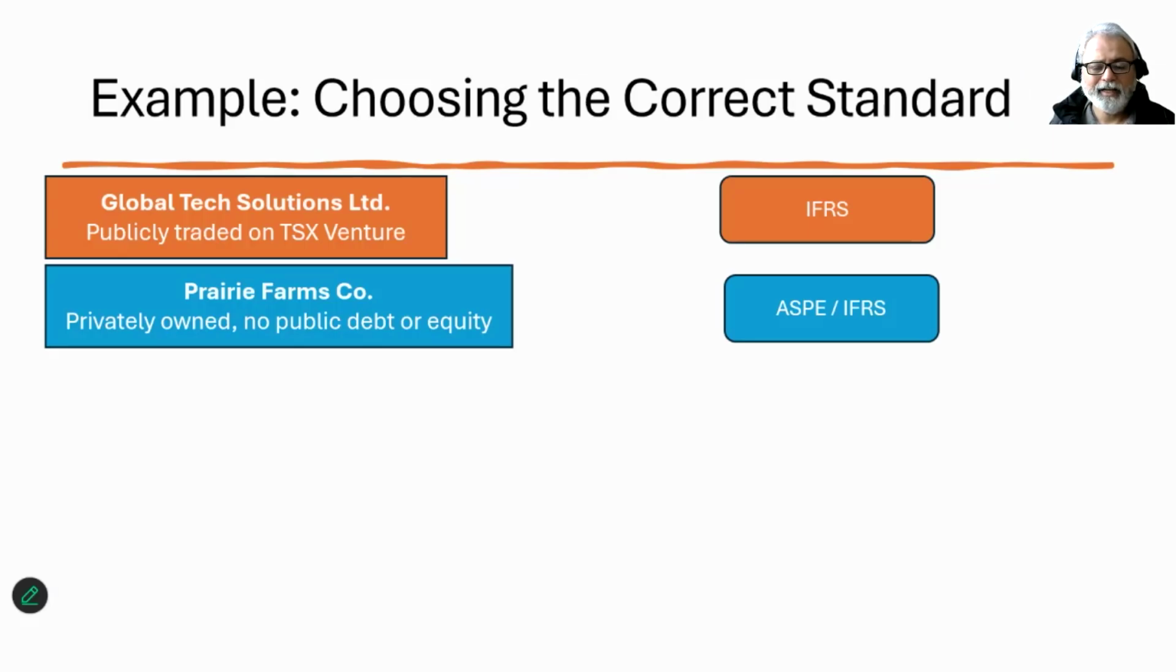Okay. Another thing is sometimes private companies can still make a decision to choose IFRS strategically, maybe because they're planning an initial public offering, right, in the future, and in order to facilitate that, they may voluntarily follow IFRS.